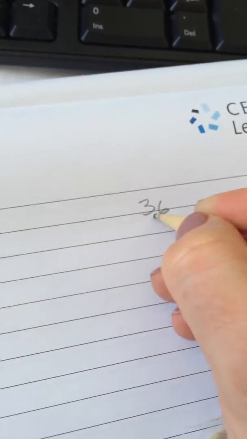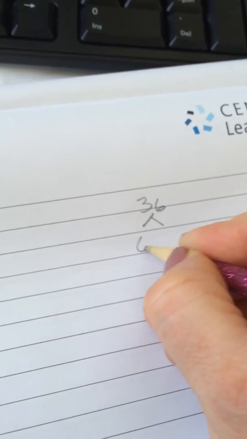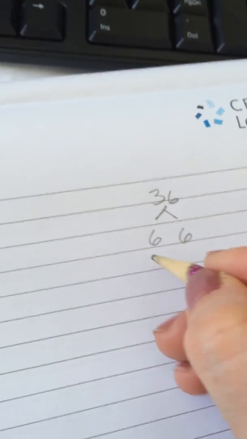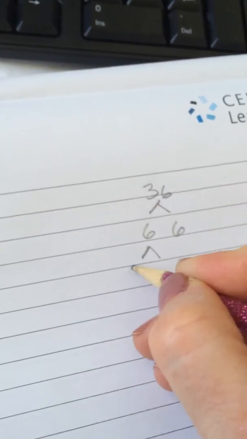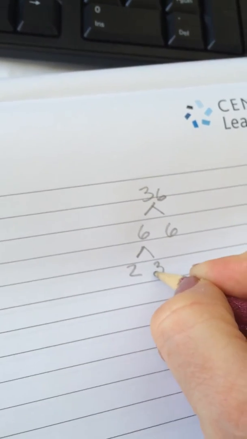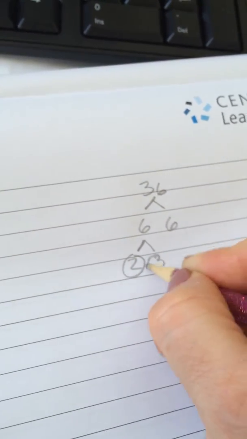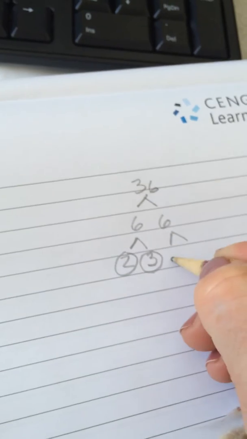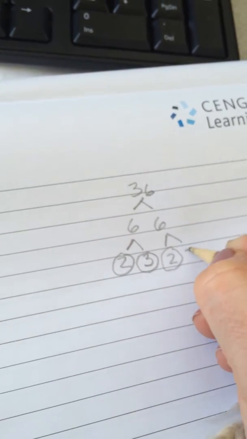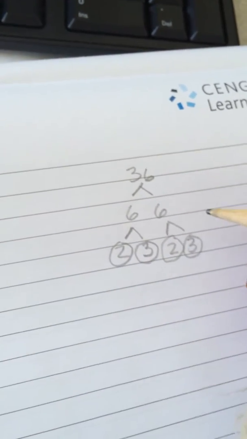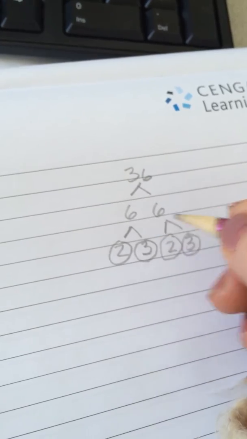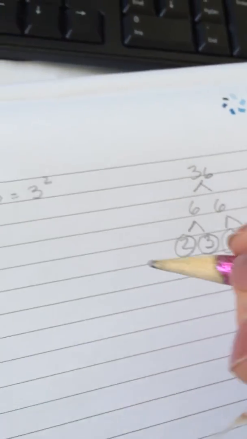36. I'm going to come over here. 36 is, let's see, I'm going to start with 6 times 6. Those are not prime, so 6 is 2 times 3. 2's prime, 3's prime, and this 6 is 2 times 3. So that's 2 squared and 3 squared. Come back over here.